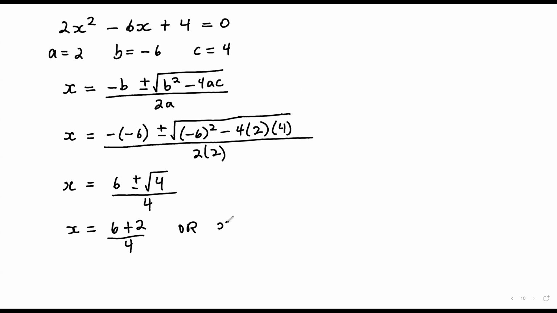Or x is equal to 6 minus the square root of 4, which is 2. So 6 minus 2 over 4. So this would be 6 plus 2 is 8, and 8 divided by 4 is 2, or 6 minus 2 is 4, and 4 divided by 4 is 1. So the solution to this quadratic equation is x is 2 and x is 1. All right, guys. So that is how you would solve the quadratic using the quadratic formula.